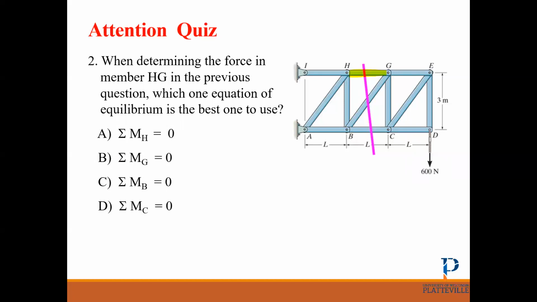Okay, this truss is given with one external load and 4 reactions. I want to find HG very quickly. Which equation is the best? Sum of the moment about H, about G, about B, about C. Very good. Yes, the correct answer is C, sum of the moment about B.